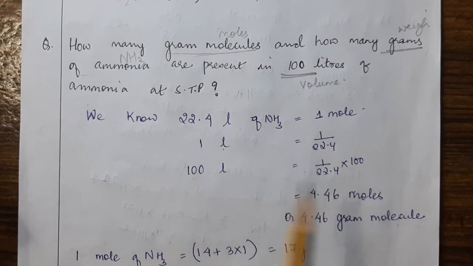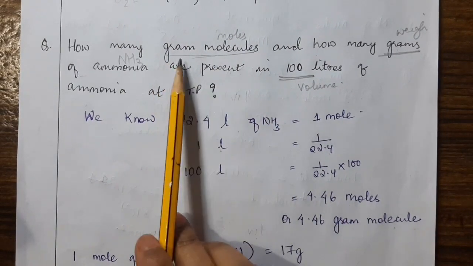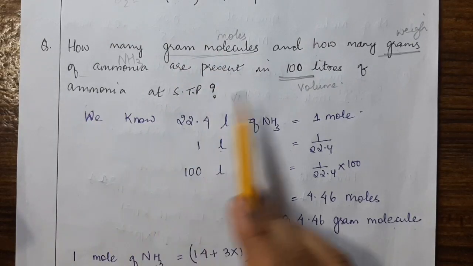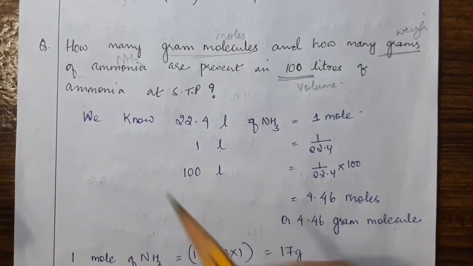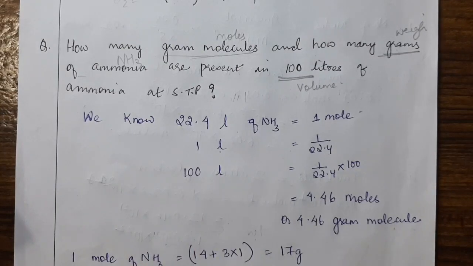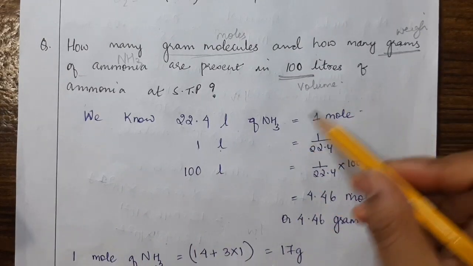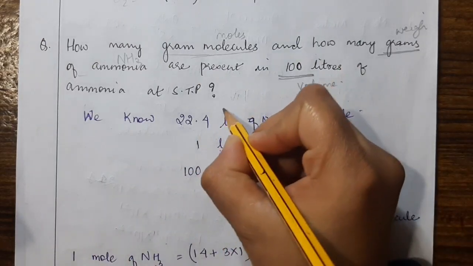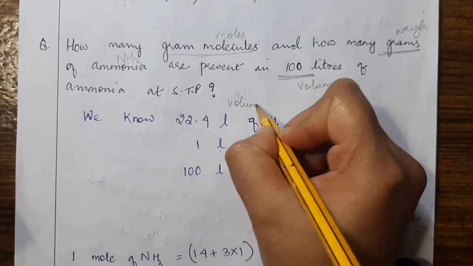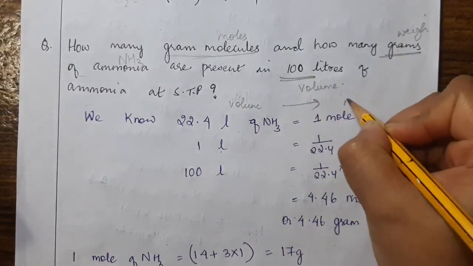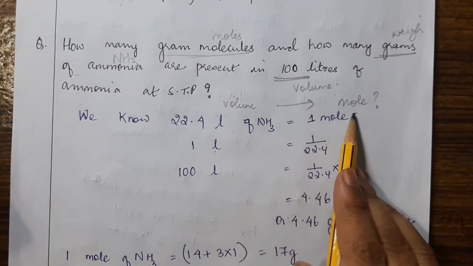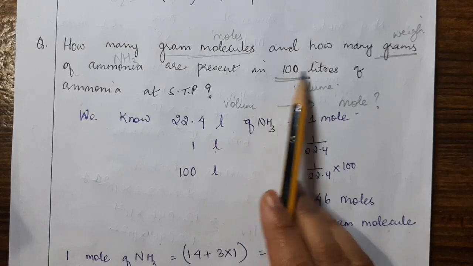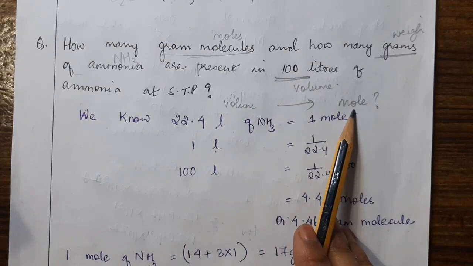Let's try to see. Let's find out the first one: how many gram molecules, that is, the moles. What we are given is volume, and we have to find out moles. Whatever we have to find out, we'll keep it on the right hand side here. So we are given volume, and we have to find mole. We are given 100 liters, and we have to find out how many moles there are.